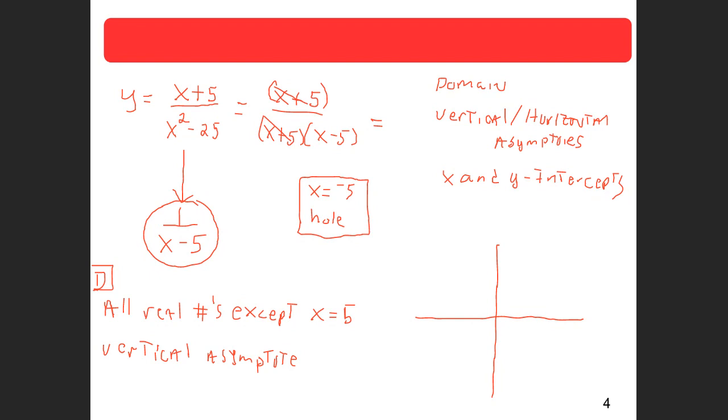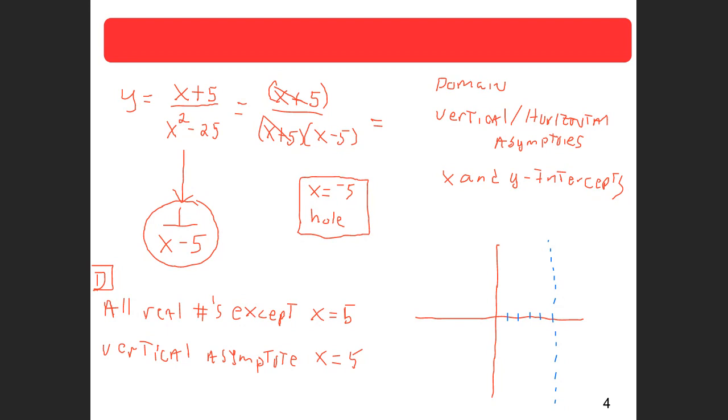Whatever makes that equal to 0. So x plus 5, -5 makes that equal to 0. So there's a hole there. So in this problem, a vertical asymptote would be at x equals 5. If I was going to graph this out, I would put a vertical asymptote at x equals 5. So 1, 2, 3, 4, 5. There would be a vertical asymptote.